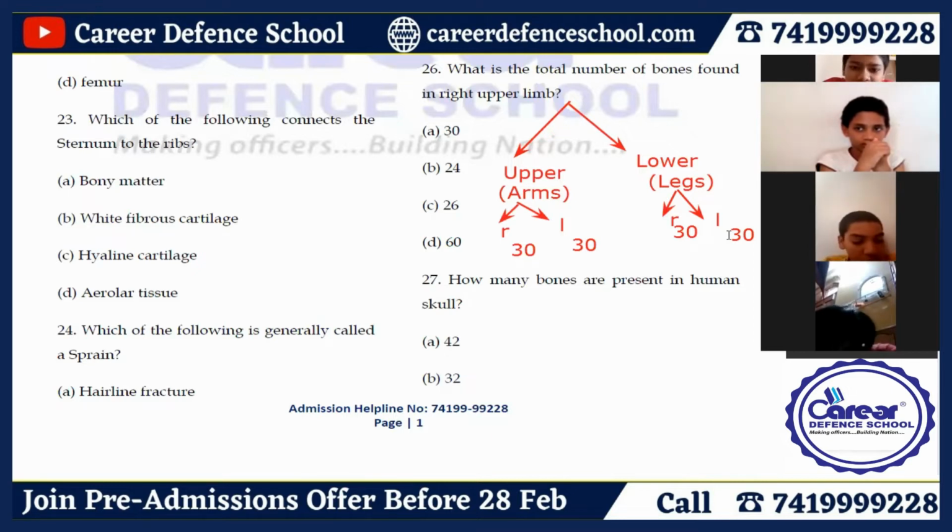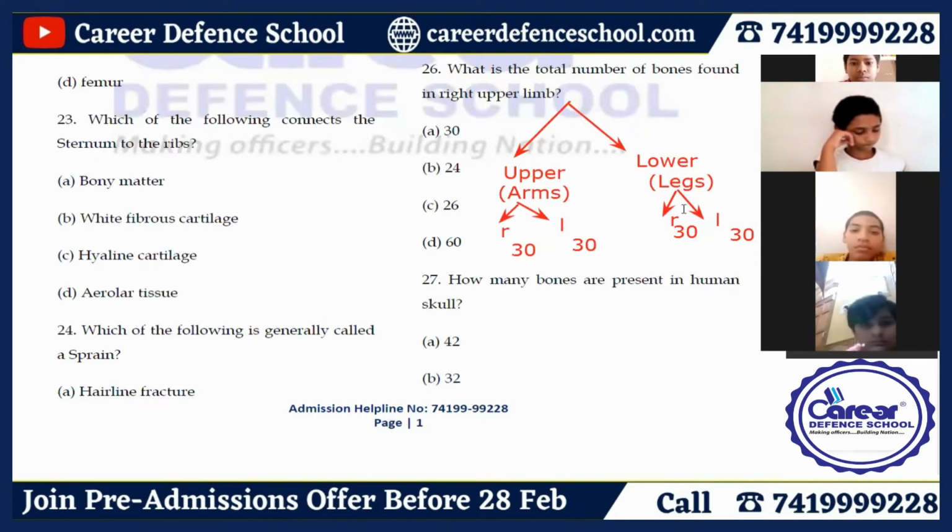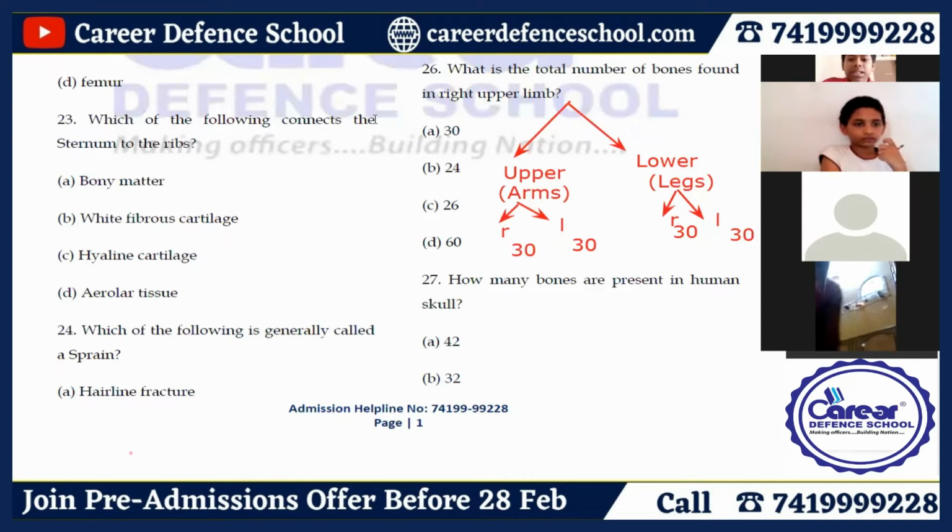Yes, ma'am. Okay. So now there are two limbs in your body, upper limb and lower limb. Upper limb is your arms, both arms, and lower limb is your both legs. In the right arm, you have 30, and in the left arm, you have 30 bones. Means total limbs have 60. In the lower right limb, you have 30, and in the left lower limb, you have 30. Total 60. So what will be the answer?